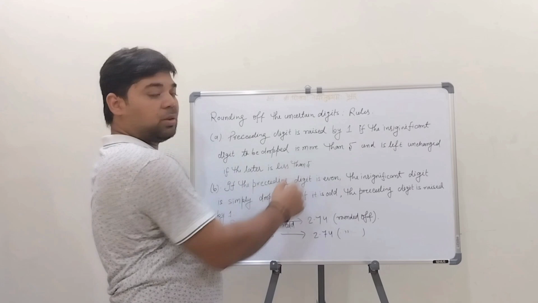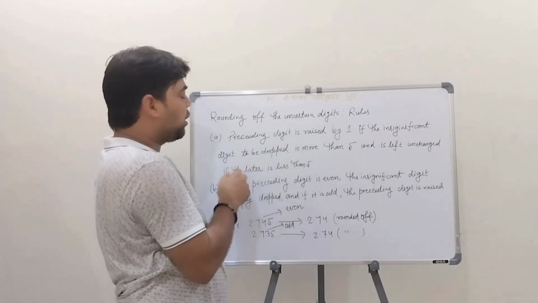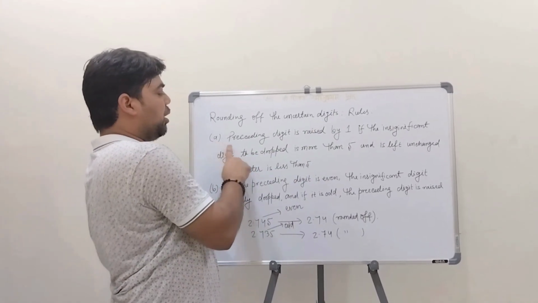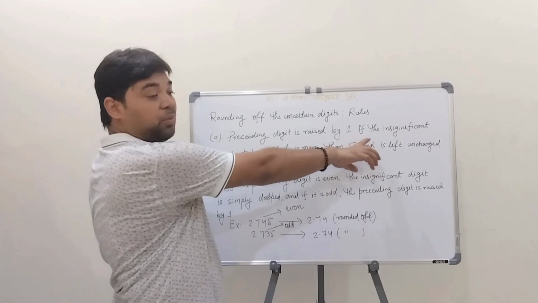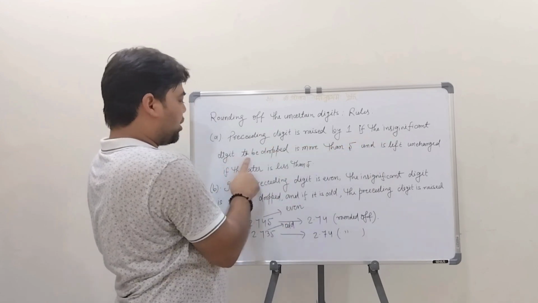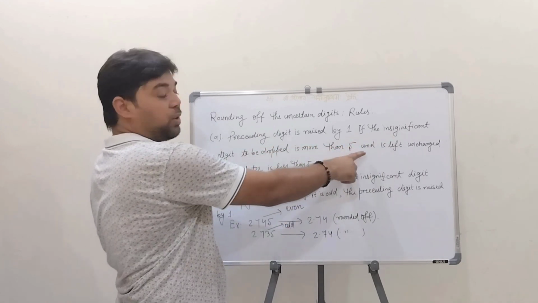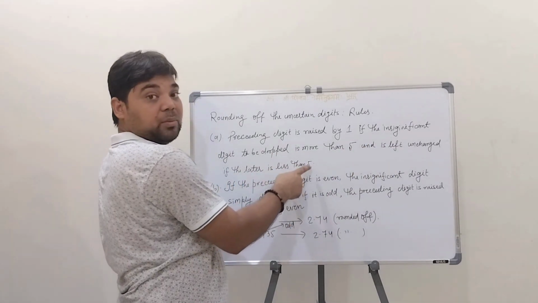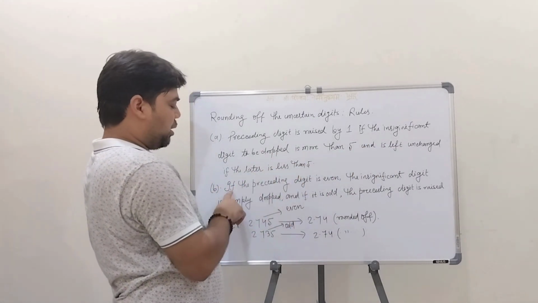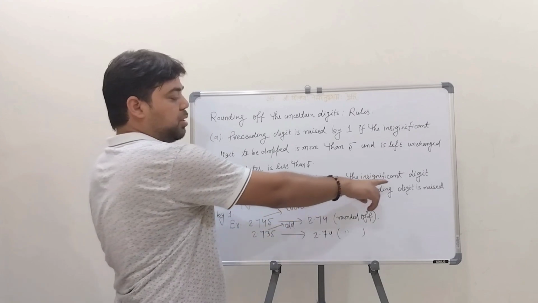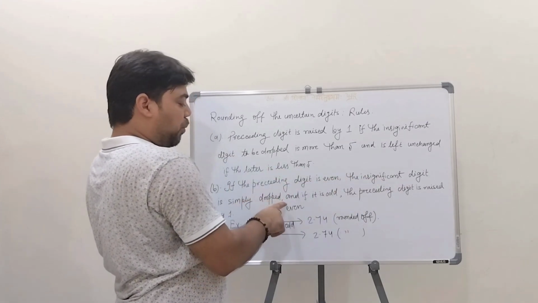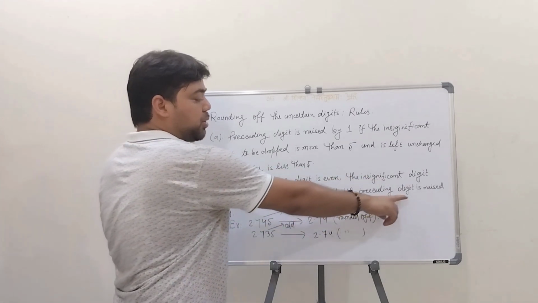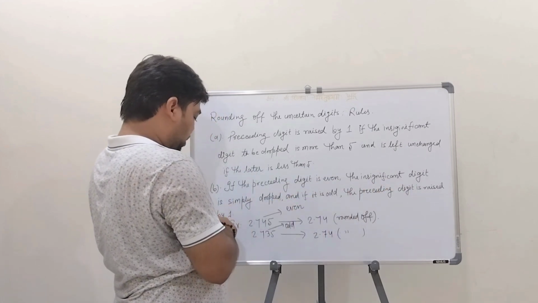Rounding of the uncertain digits. So here are the rules for that. The first rule is the preceding digit is raised by 1 if the insignificant digit to be dropped is more than 5, and is left unchanged if the latter is less than 5. And the second rule is, if the preceding digit is even, the insignificant digit is simply dropped, and if it is odd, the preceding digit is raised by 1.